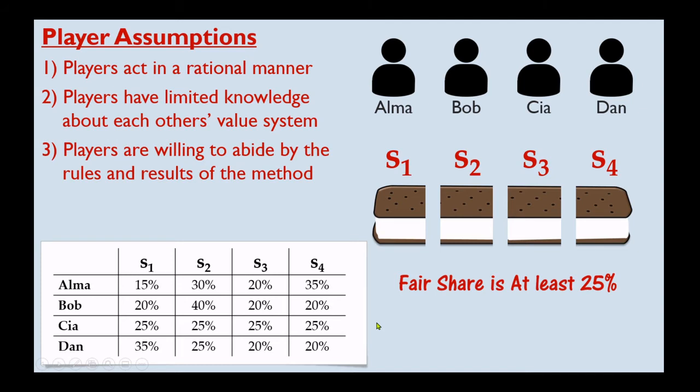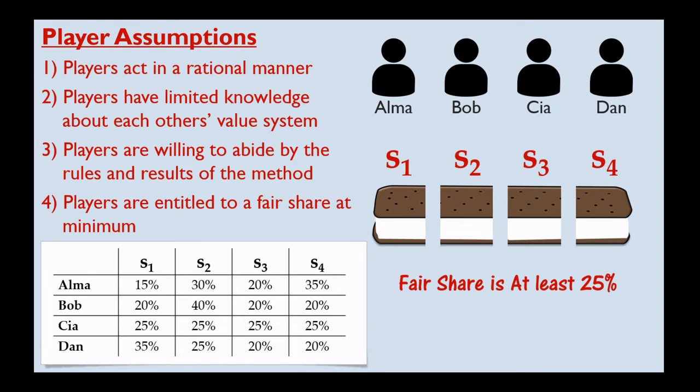The third assumption is that players are willing to abide by the rules and results of the method. So in the next sections, we're going to look at methods to divide something, an asset, fairly amongst players. And we're assuming that players are willing to abide by those rules and the results of the method.